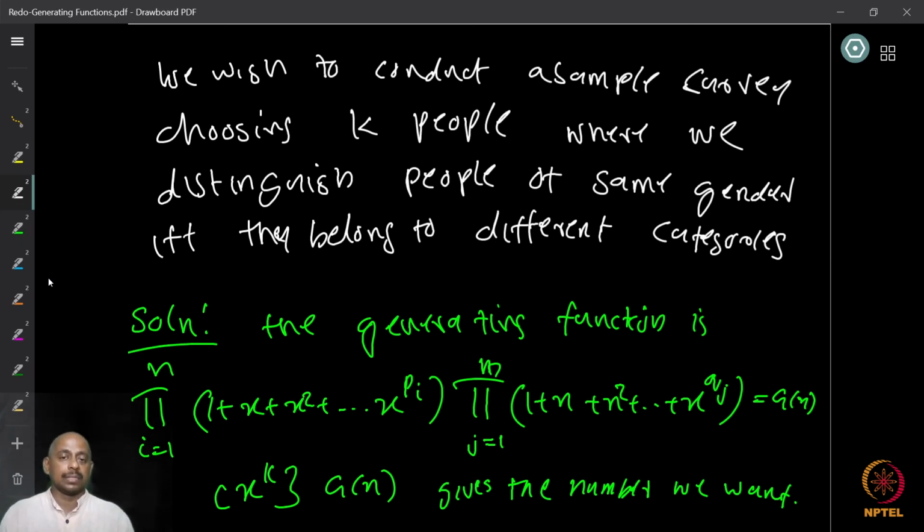So the coefficient of x raised to k from this generating function will tell you the number of ways we want. What you can do is take some numbers, fix the numbers m and n and the p's and q's accordingly, and then take the product and find out the coefficient of x raised to k for some k, and then see whether it actually matches with your manual computation. So one can try this.